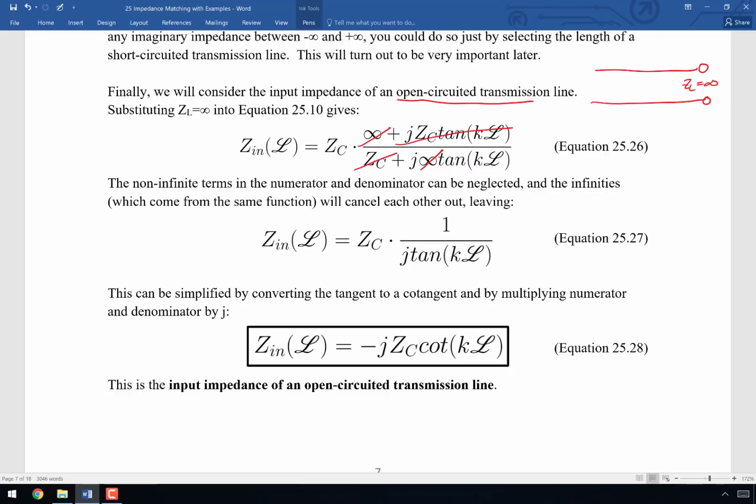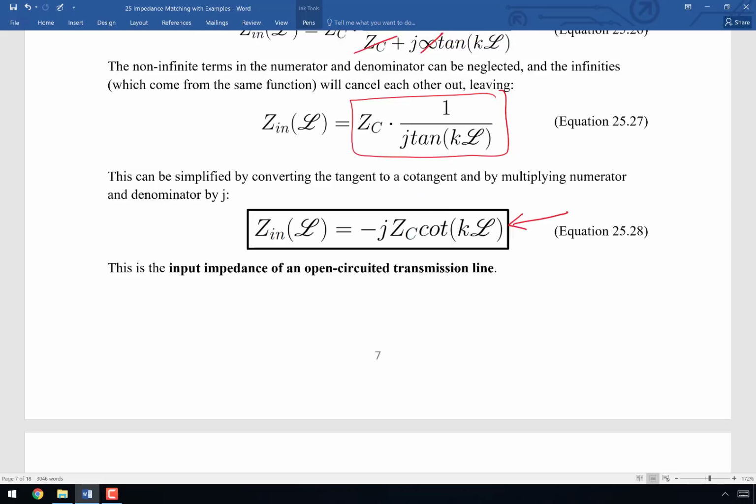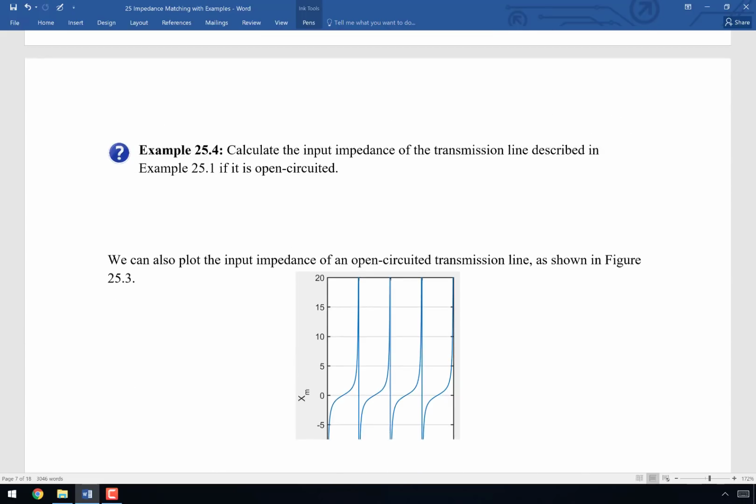So you could either use this equation right here, which is fine if you're not all about the cotangent but are fine with having a tangent in the denominator, or if you want a nice compact version of the expression that looks a lot like the one for the short circuit, then you could use that one. So this is the input impedance of an open-circuited transmission line. And we can plot this one. I'll come back to that example.